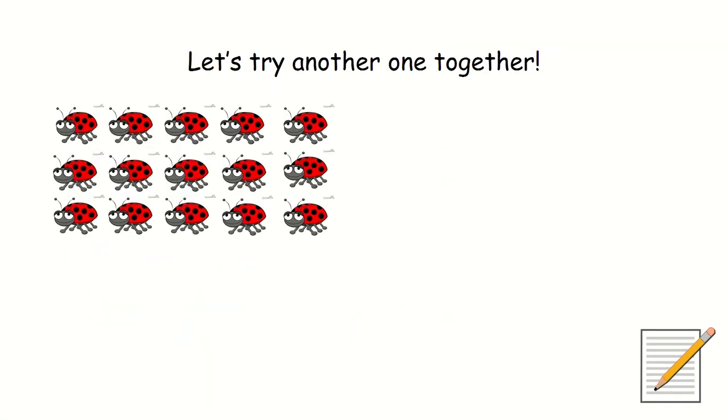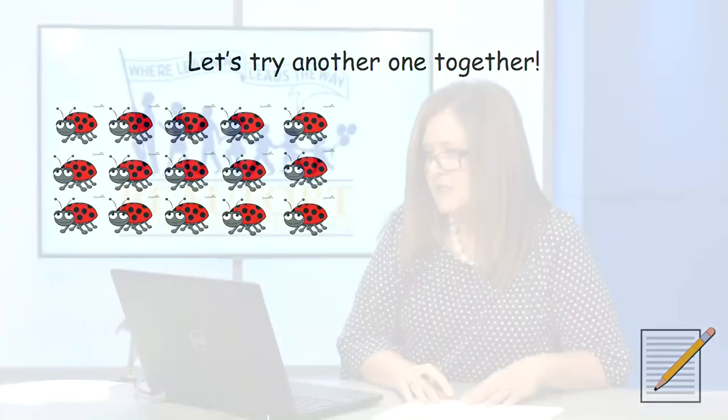All right, we're going to try another one together. This time, we're going to use some ladybugs. So we have 3 rows of 5.